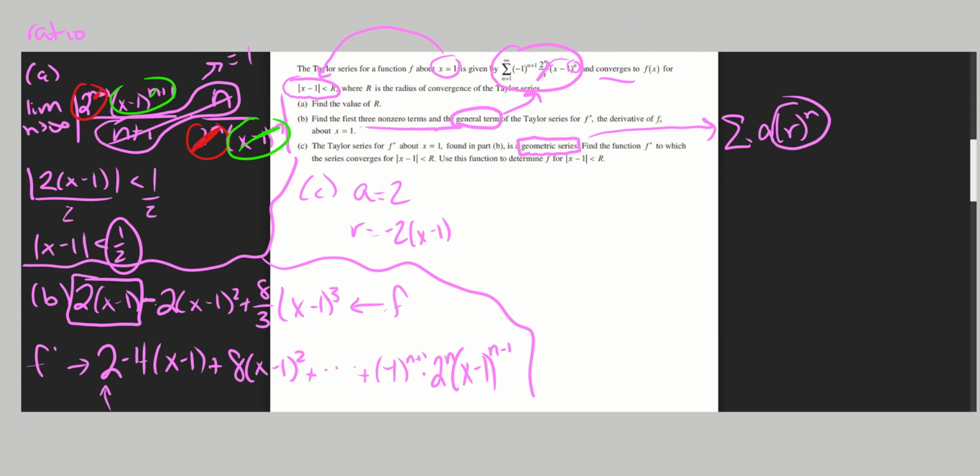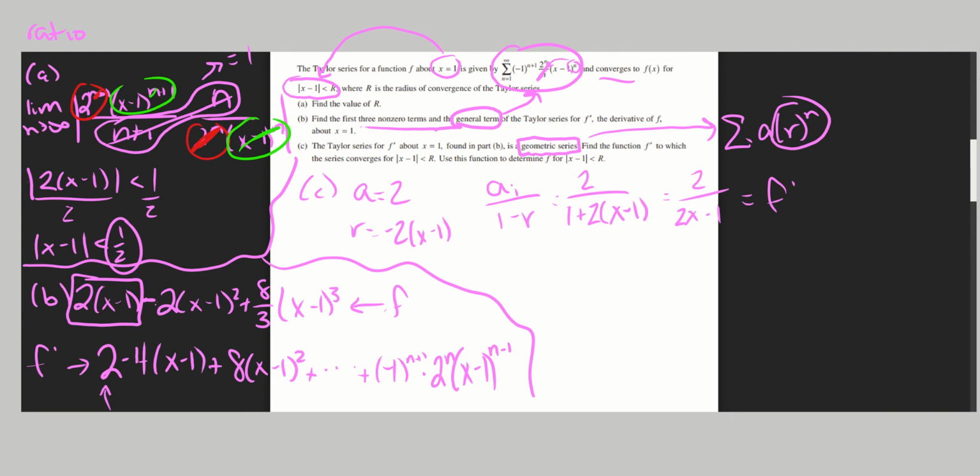So with a geometric series, when it converges, our formula is a sub 1 over 1 minus r. So a is 2 over 1 minus r gives us that. So that is the function that it converges to, but we're going to go ahead and simplify that down a little bit. So we'll get 2, we'll distribute the 2, so 2x minus 1. So that's the function that it converges to. And this is what f prime converges to. We need to use that to determine what f converges to.